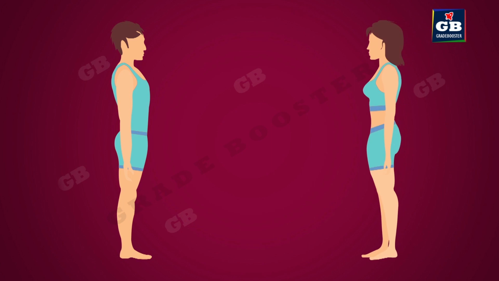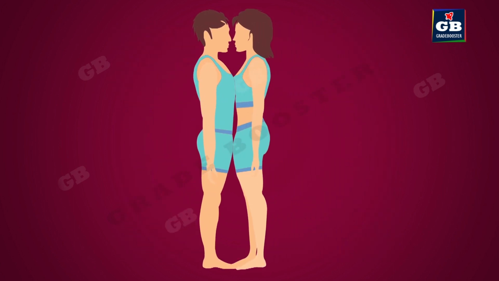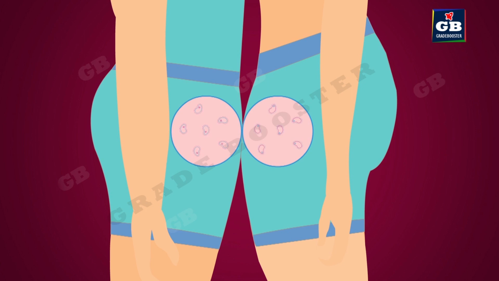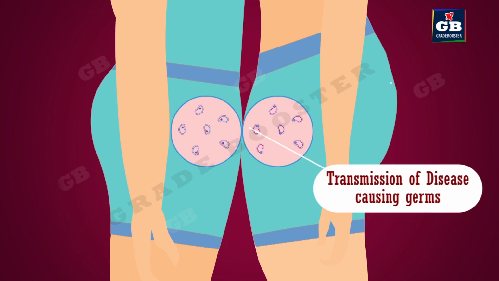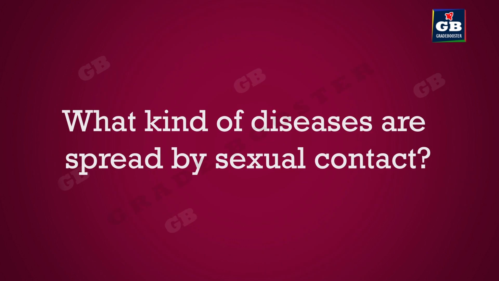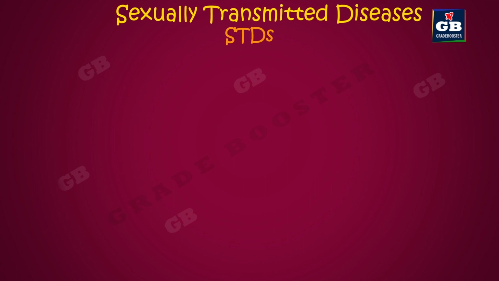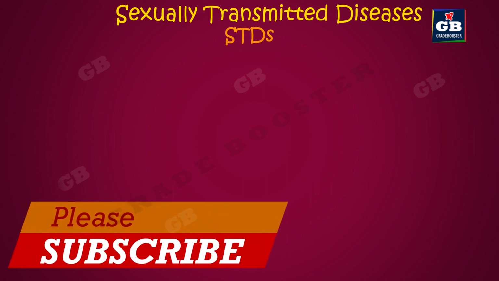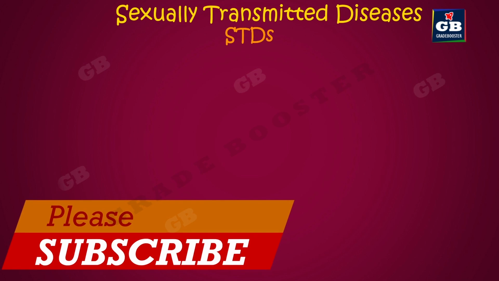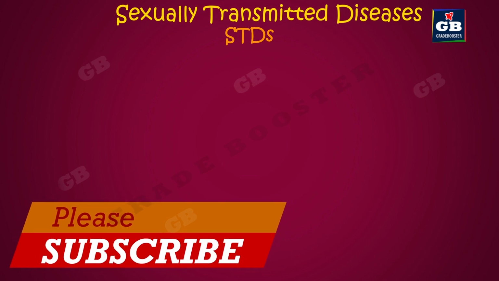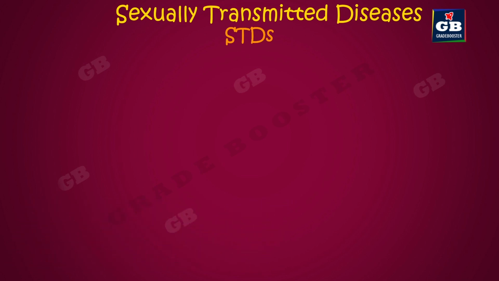Do you know, during sexual intercourse, there is a very intimate contact between the male and female bodies. There may be a chance of transfer of germs and infections between the partners. It may cause diseases. What kind of diseases are spread by sexual contact? The diseases that are spread through sexual contact are called sexually transmitted diseases. In short form, they are called STDs. Here are a few examples of STDs.